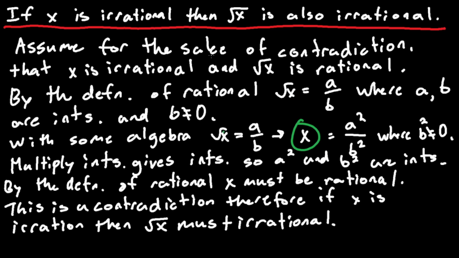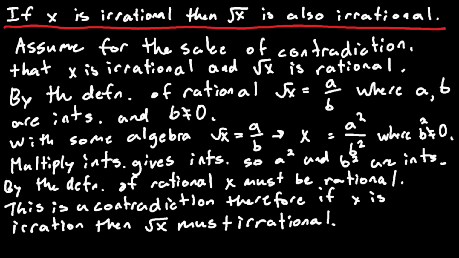Here's the thing about that. After squaring, the square root of x is rational. A squared over b squared, where these two are integers, is the definition of a rational number. Correct? So we wrote down multiplying ints gives ints, therefore a squared and b squared are also integers. By the definition of rational, x must be rational. Okay? But here's the thing. This is a contradiction because we assumed that x is irrational.